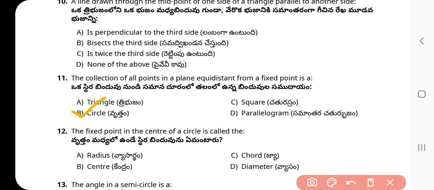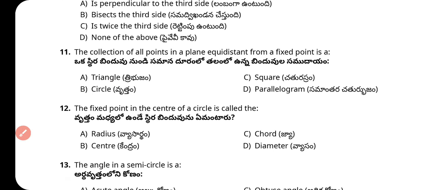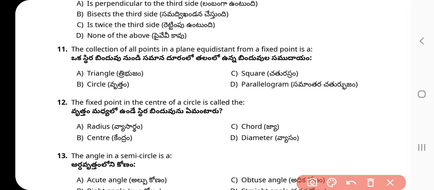Question number 12. The fixed point in a circle is called radius, chord, center, diameter. What is the right answer? Right answer is the center. The fixed point from which all points on the circle are equidistant.